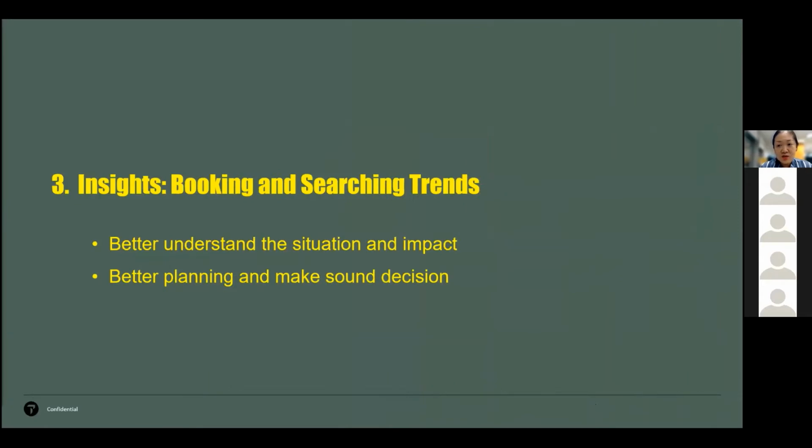In this session, I will share with you how we use data insight to identify the risks and opportunities to help the industry better understand the situation and impact so that they can make better planning and also make sound decisions. The Travelport Destination Insight solution uses MIDT data, including all GDS, not just Travelport's data. So it significantly represents from 30 to 50% of total market size in different markets.